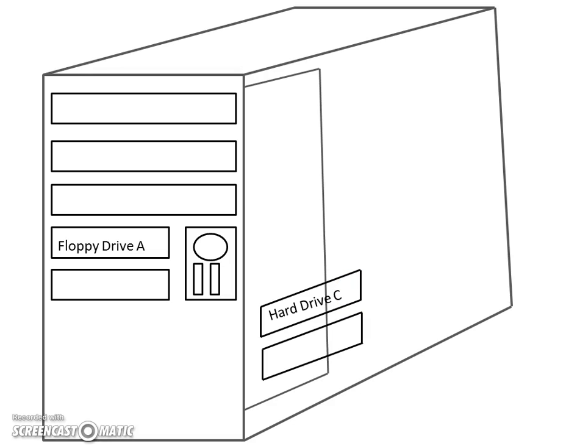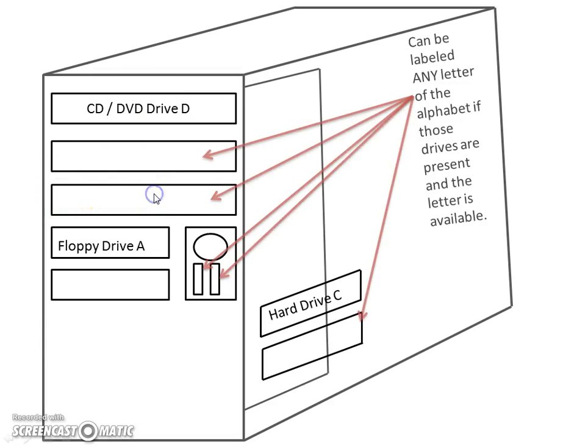So the next drive letter to come along was our CD-DVD drive. Okay, so we named that drive letter D. Okay, and there is space for more CD or DVD drives here. You could have multiple ones of those too. Okay, so these empty drives, and I forgot to mention the USB drives, they can be labeled any letter of the alphabet if those drives are present and the letter is available.